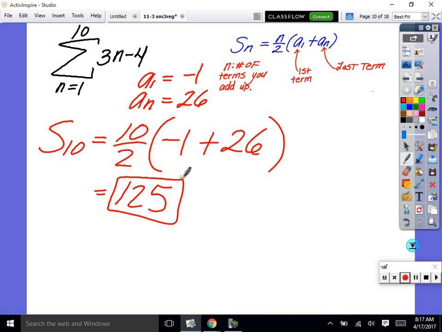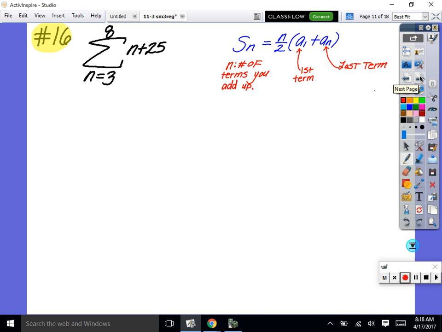Okay, let's do one off the worksheet. Last example coming off your worksheet. Here we go. Number 16. It says find the sum. So my question is, how many terms are we summing up here? Well, look at our lower limit. We're plugging in 3. We're starting at the third term, plugging in through 8. So, yep, it's 6. Does everybody understand why? 8 minus 3 is 5. That doesn't account for plugging in 3. So that would be 6 terms.